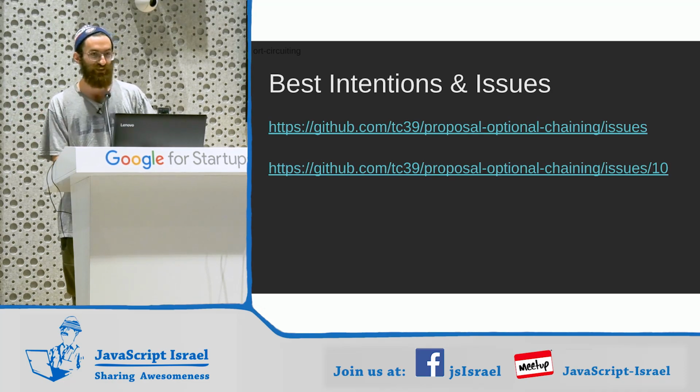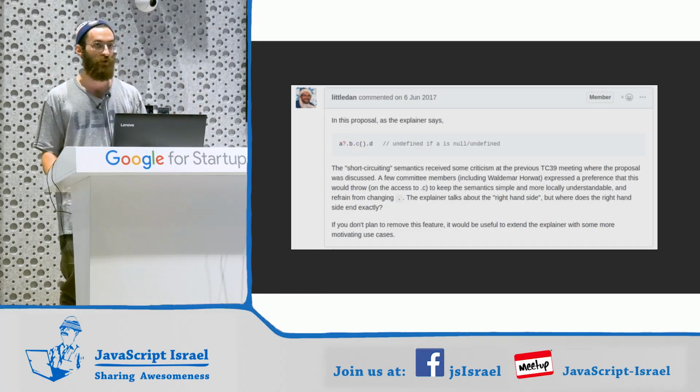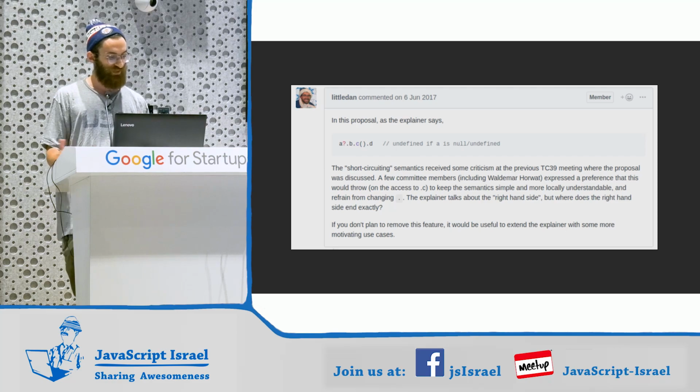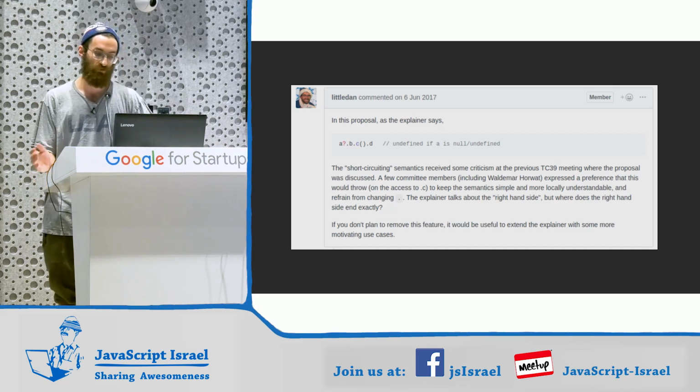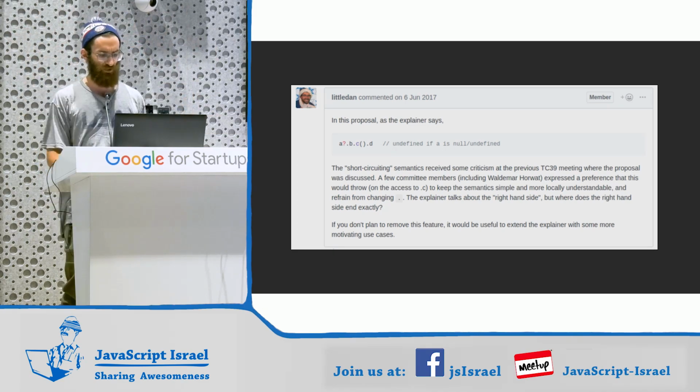All right, so let's take a look at an issue. We're going to take a look at the short circuiting. We were talking a little bit about how can we contribute. One way for any project is to look at issues, argue, come up with solutions, be nice to people. So this guy's saying short circuiting semantics received some criticism by this fellow Waldemar Horvat, which I'm not going to let Israelis try to pronounce. And they're talking about short circuiting. What is the right side? What is the sub-expression?